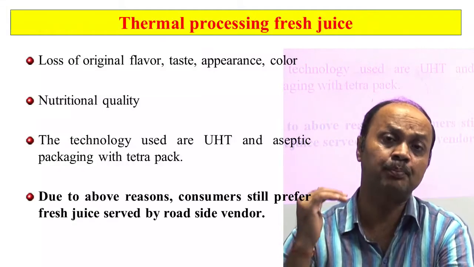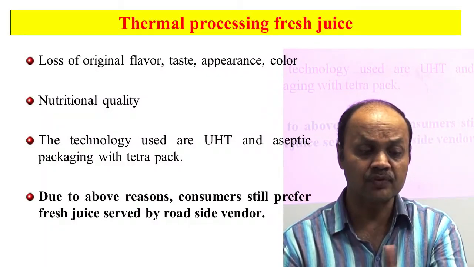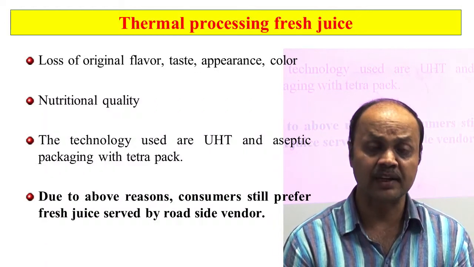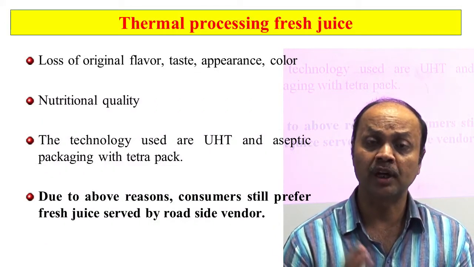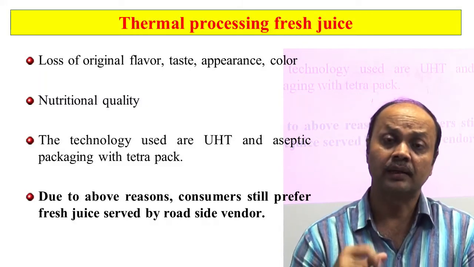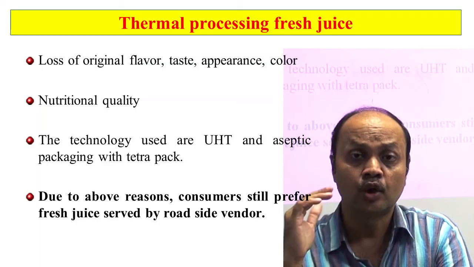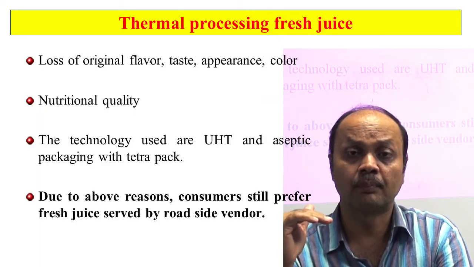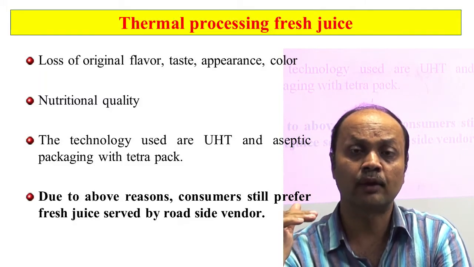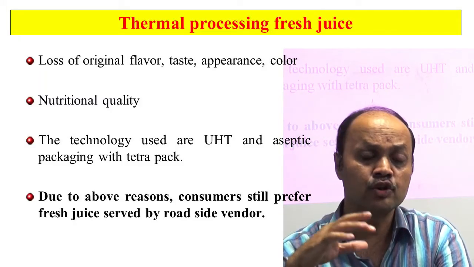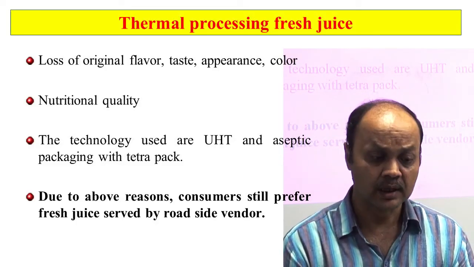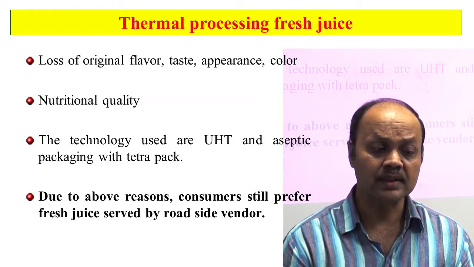Normally the industry is using the UHT process, ultra high temperature, with aseptic packaging. Nowadays Pepsi's Tropicana juice is there, Dabur juice is there, but what is happening? They are using a heat treatment process. To preserve your fruit juice, they go for heat treatment, to reduce the microbial load and enzymatic activity, using thermal technology. Normally they go for the UHT process followed by aseptic packaging. But what is the problem with the technology?